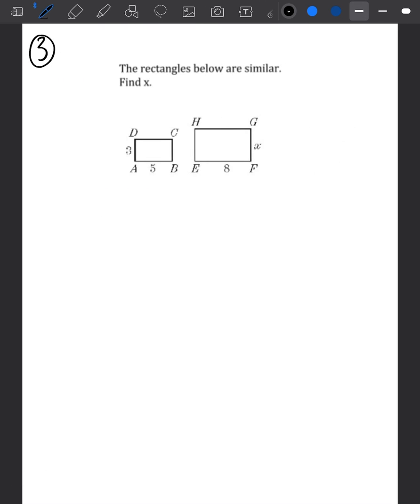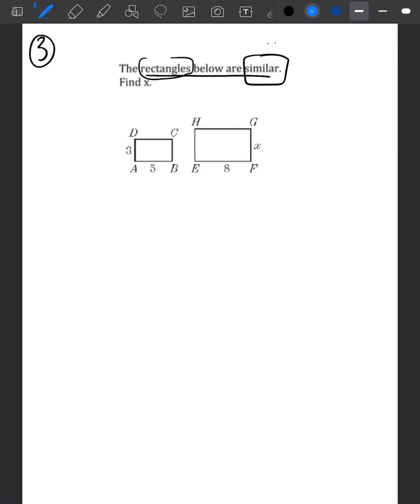So for question 3, we are told that the rectangles below are similar. So again, this is our keyword. Always look out for this. And I know in the previous problems we have used triangles, but you can apply this to rectangles too, as long as you're told that the shapes are similar, because the ratios and proportions will still apply to be able to solve for the missing side length.